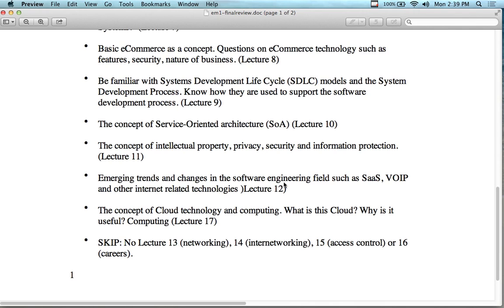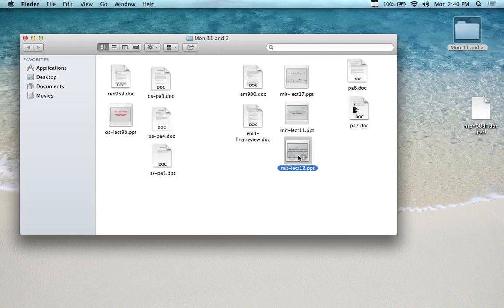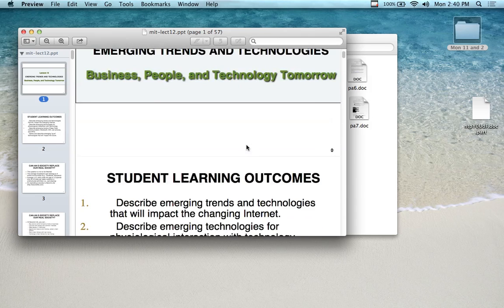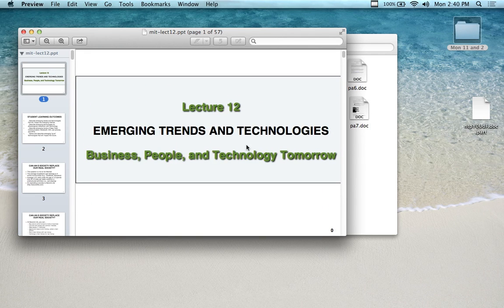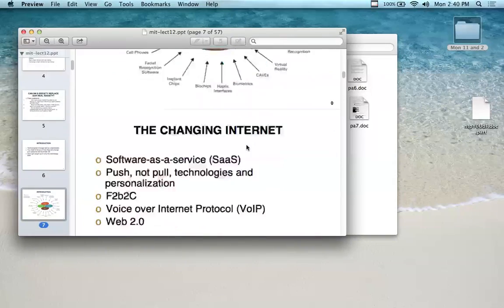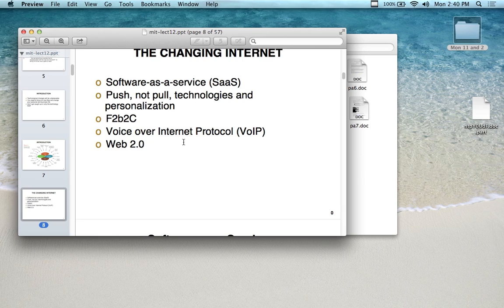Number 12 is on trends and change. I gave you some of it, and I'm going to give you more of it today. I'm going to cover some of this today, the software as a service. But voice over IP and other internet-related technologies come out of lecture 12, which is this lecture here. This is the other one I didn't cover, but I'm going to cover some of it today. Emerging trends and technologies. I would say this one is slightly outdated. There's newer stuff that hasn't been added to it yet, like Web 3.0. It stops at Web 2.0.